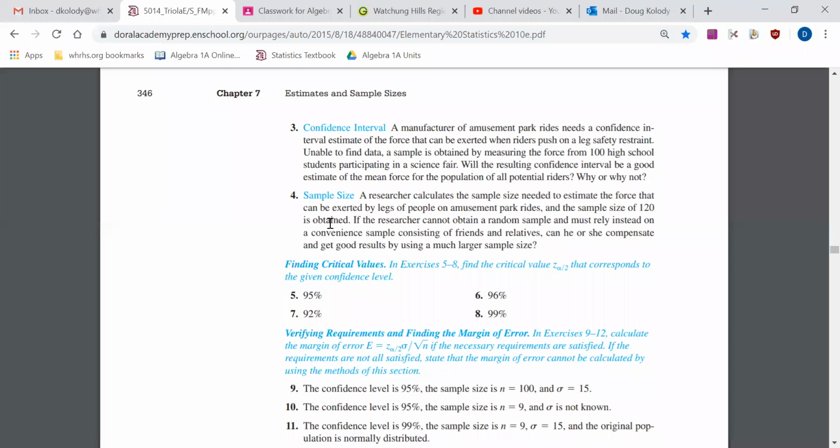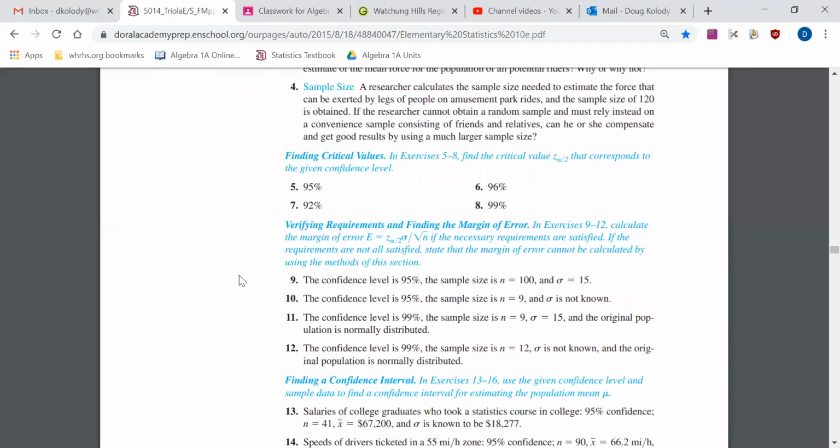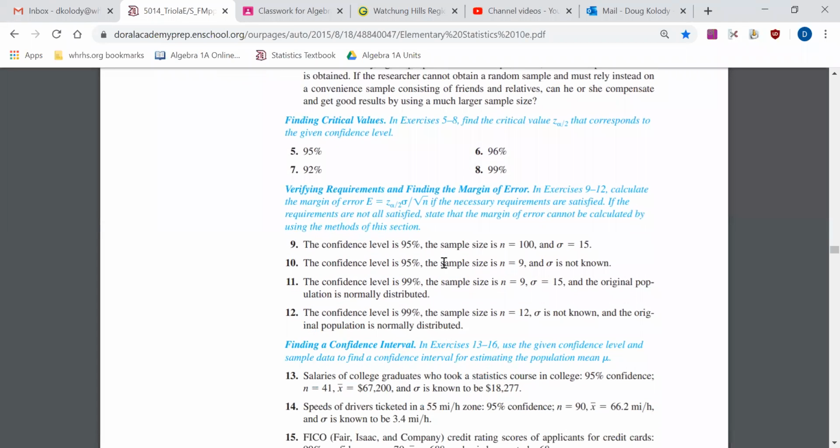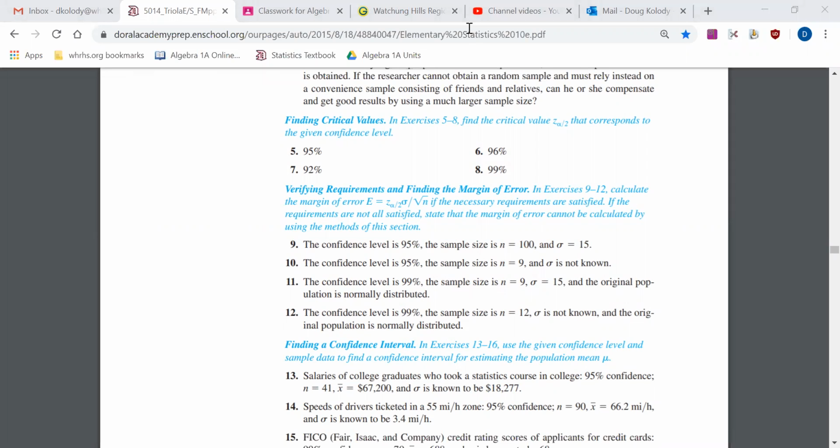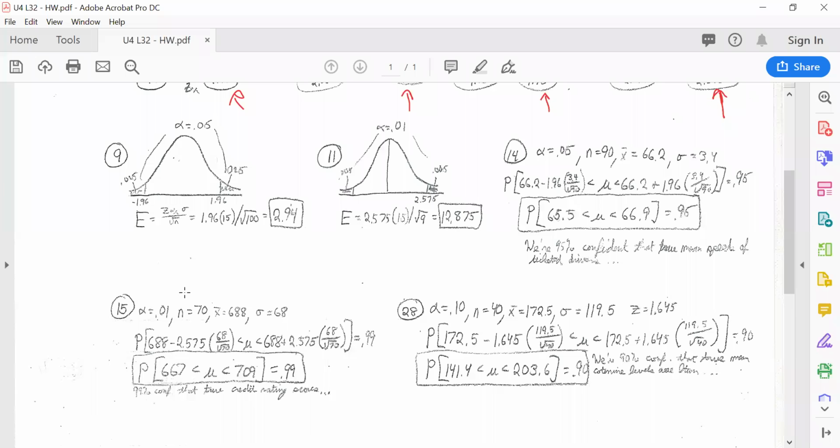Okay, so for 9 and 11, it says, calculate the margin of error, E, and it says if the requirements are not satisfied, state that the margin of error cannot be calculated using this method. So in other words, if there's not enough information. So number 9 says the confidence level is 95%. Sample size is 100, which is greater than 30. And sigma is 15. So we have a large enough sample. We have everything we need.